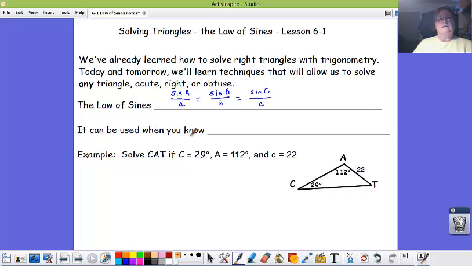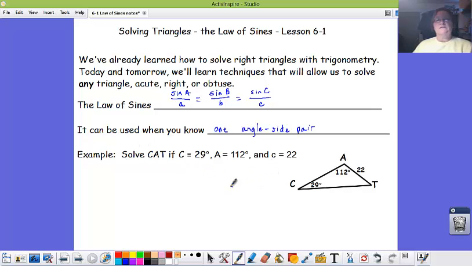You can use the law of sines to find either a side or an angle, but it can only be used when you know one, and I call it this, angle-side pair. Okay? You have to know one angle and the side across from it. One angle-side pair.